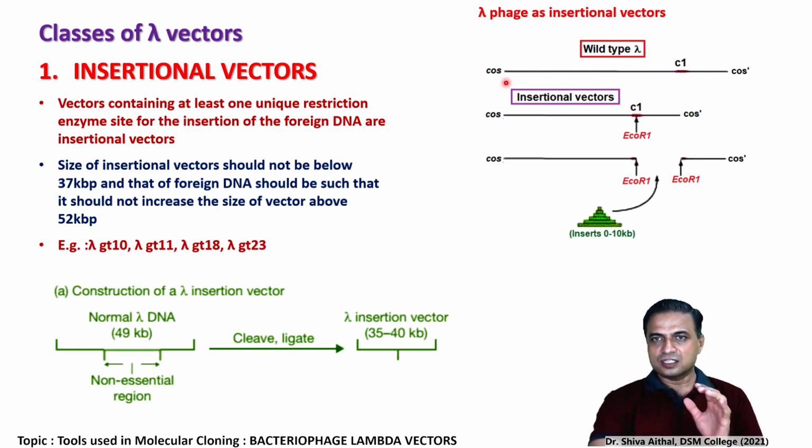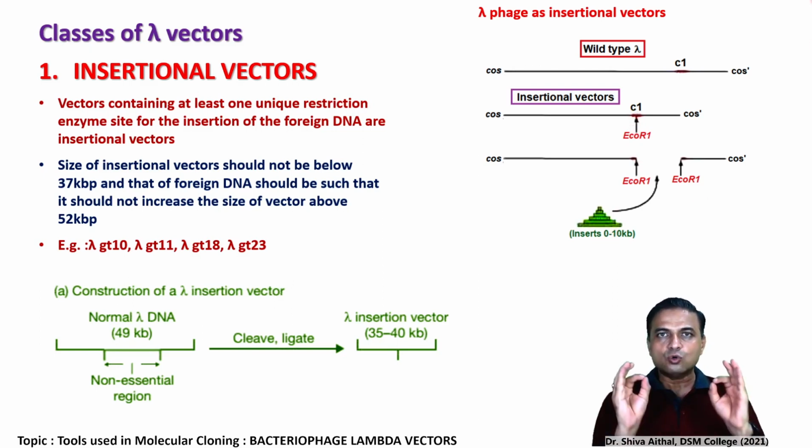You can see this is the wild type lambda genome. So lambda phage, when used as insertional vectors, you can see at the C1 site, which is one of the insertion sites, EcoR1 is acted. Now there is a cut and various inserts from 0 to 10 kb only. Insertional vectors have their size limitations.